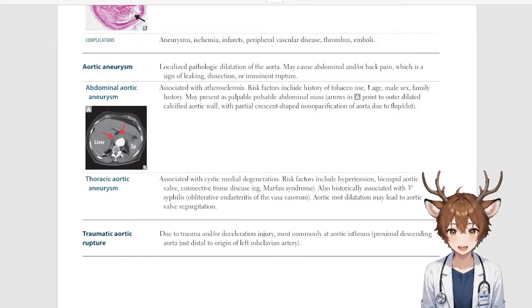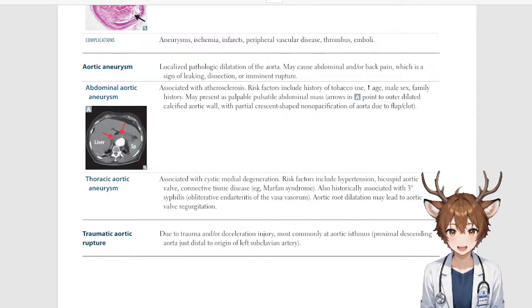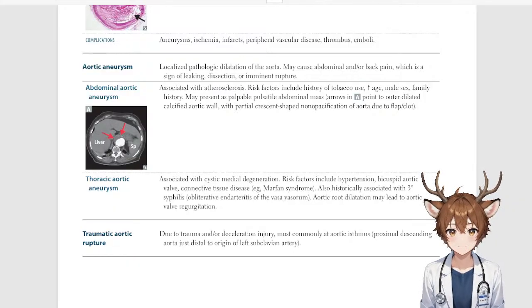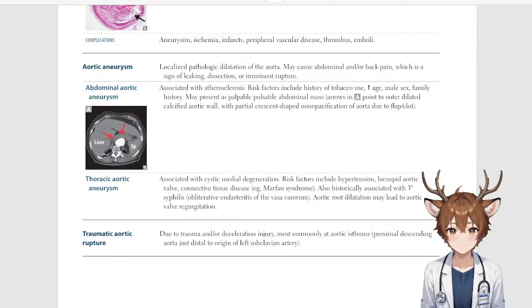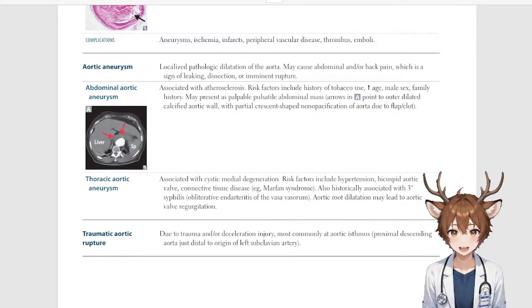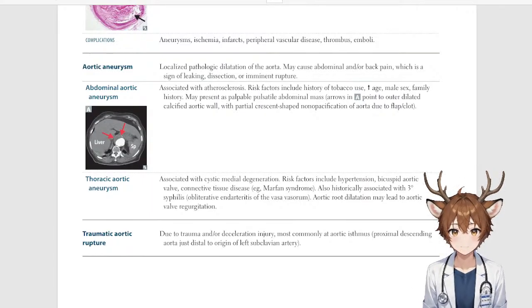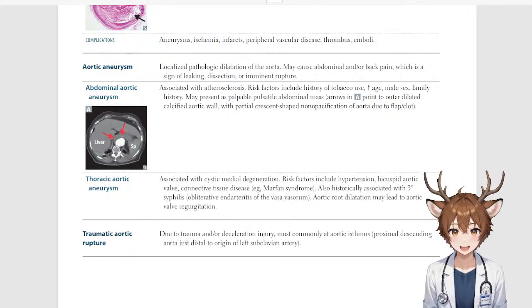Abdominal aortic aneurysm. Associated with transmural, all three layers, inflammation and extracellular matrix degradation. Risk factors include tobacco smoking, the strongest risk factor, increase in age, male sex, family history. May present as a palpable pulsatile abdominal mass, which is shown by the arrows in A. Point to outer dilated aortic wall. Rupture may present as a triad of pulsatile abdominal mass, acute abdominal/back pain, and resistant hypotension, most often infrarenal. Distribution of vasa vasorum is reduced.